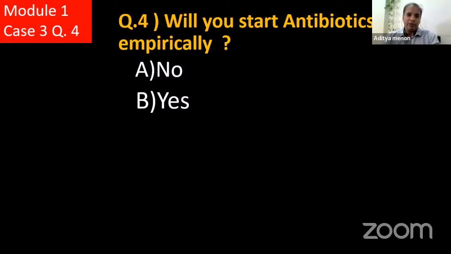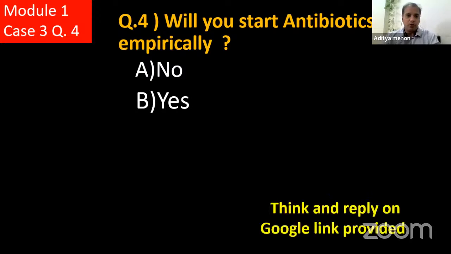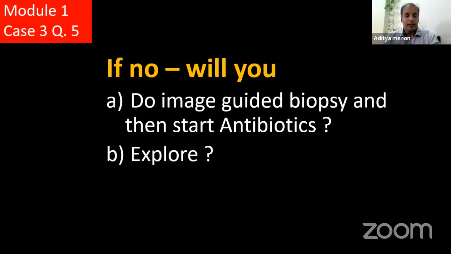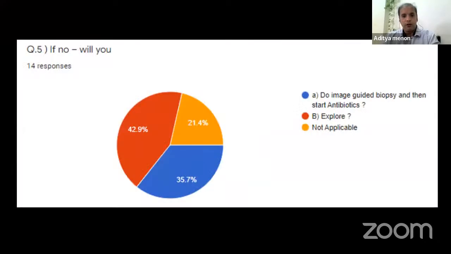A very clinically relevant question: if this patient came to you at this stage, would you start antibiotics? Yes or no? The vast majority would start this patient on antibiotics in an established case of osteomyelitis. If not, would you do an image-guided biopsy or explore? Here as well, amongst the people who said that empirical antibiotics would not be given, less than half would explore, and the other half would do an image-guided biopsy and then start antibiotics.